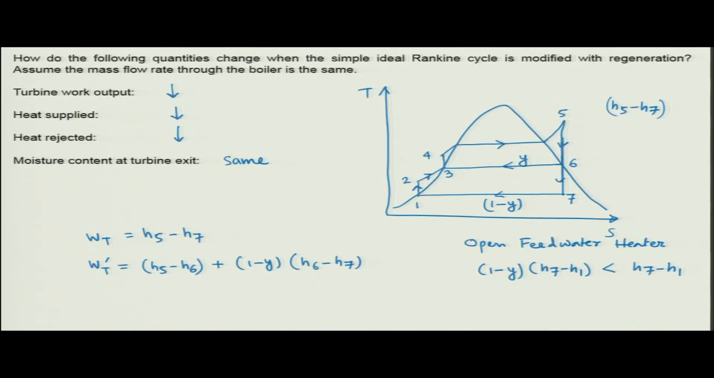So, hopefully, it is clear to all of you. In the original case, H5 minus H7 is the specific work done by the turbine, but in the Rankine cycle with regeneration, H5 minus H6 times 1 kg is the work done up to point 6, and then from 6 to 7 only 1 minus y kg of steam is getting expanded. So, therefore, your specific work done will decrease. That is how the turbine work output decreases. So, next I will move to a numerical problem.